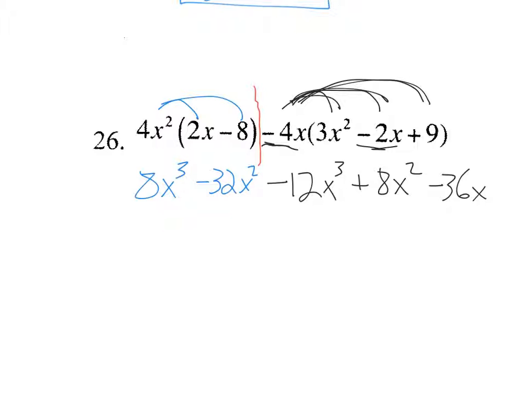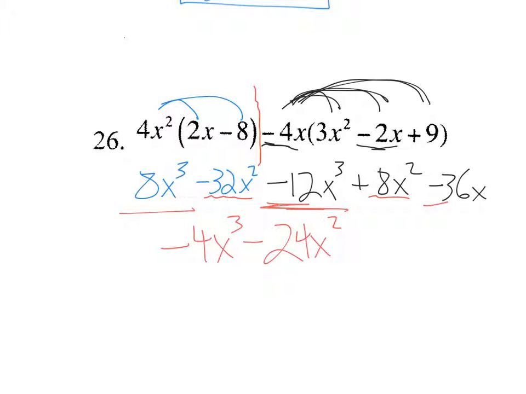I look at what I can combine. 8x cubed, negative 12x cubed. Remember, the sign in front matters a lot. Negative 4x cubed. Negative 32x squared, positive 8x squared. Combined gives you negative 24x squared. And then negative 36x. Bingo, bango, bongo.